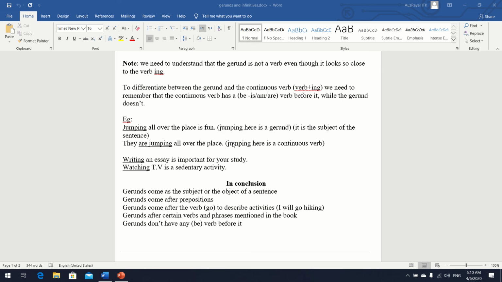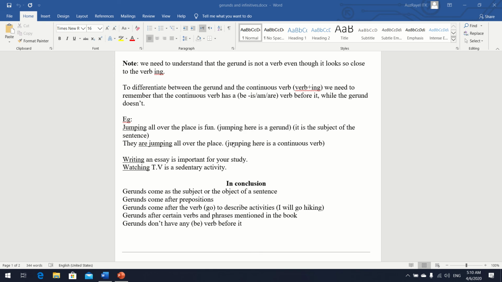I am playing football. He is playing football. They are playing football. We are going outside, while the gerund doesn't have any be verb before it. Okay, so this is the biggest difference between a gerund and a continuous verb. Other than that, they both look similar to each other, but the gerund can't be counted as a verb.